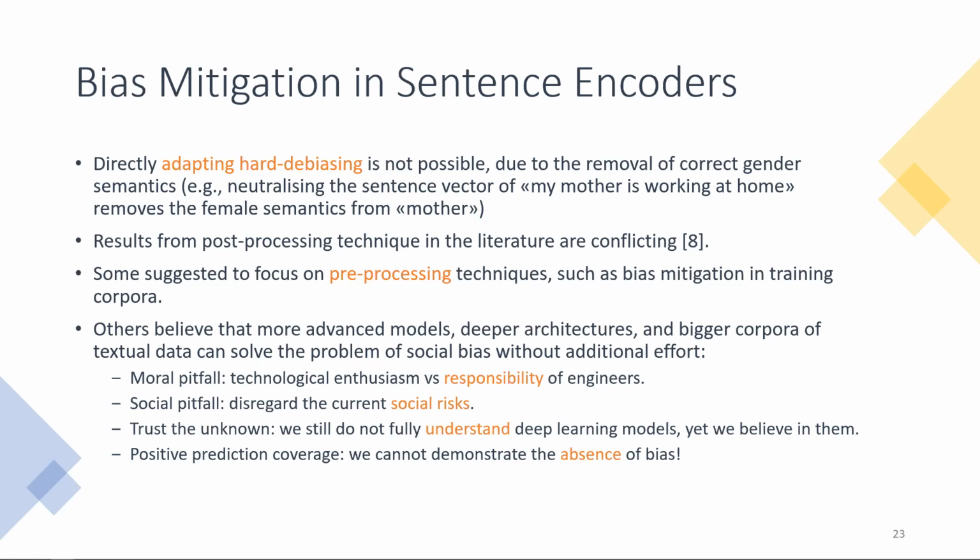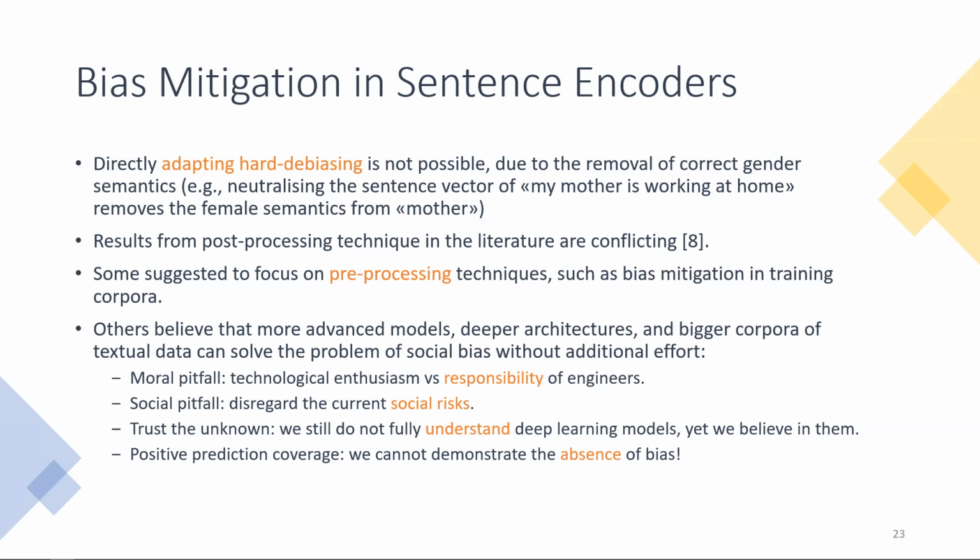So if the representations are produced at runtime, as is the case in contextualized word embeddings, this is not truly possible. You can still think of doing this neutralization or equalization at runtime, but the problem is, for instance, that certain sentences do contain both correct gender semantics and sort of stereotypical gender semantics. So the sentence, my mother is working at home, is stereotypical, because you assume that females work at home, and males do not. But actually, in the word embedding of mother, you do have correct gender semantics, so you do not want to remove it.